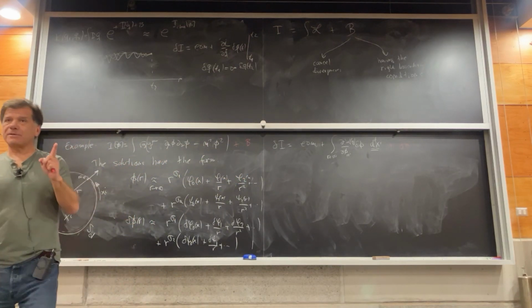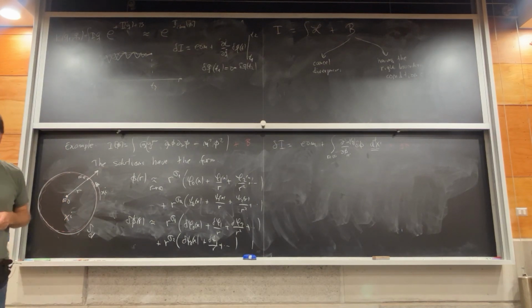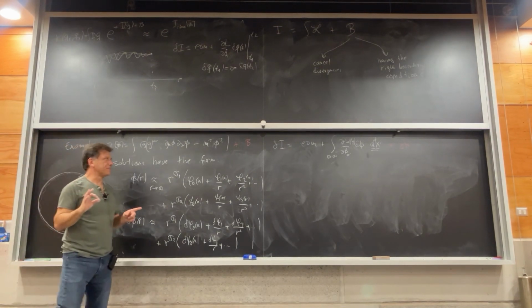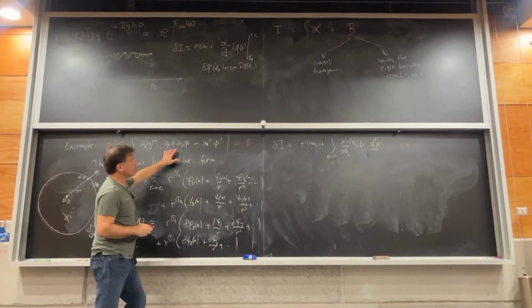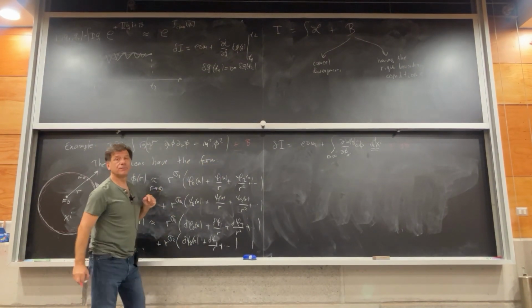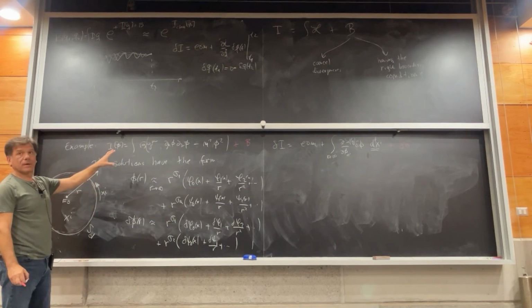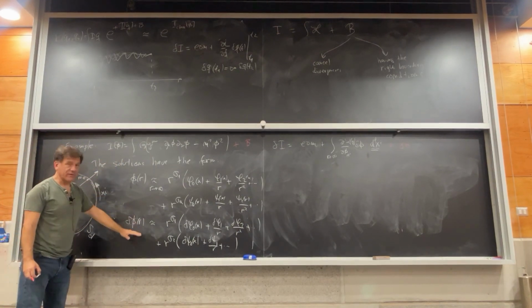Now, here comes the crucial point. You can look at this problem in two different ways. One way: you just consider the action and the addition of a boundary term, and then look at that problem, and then you never worry about the variations.